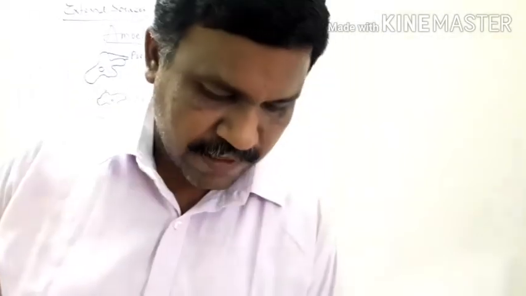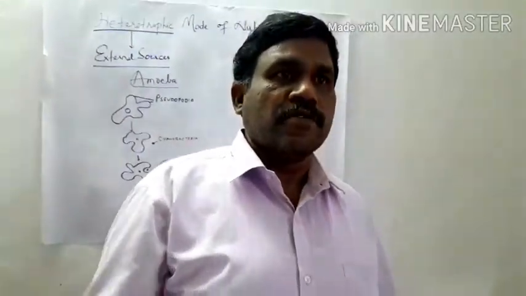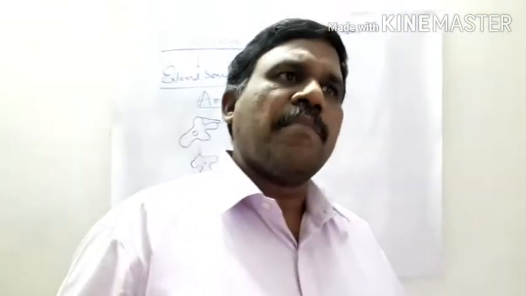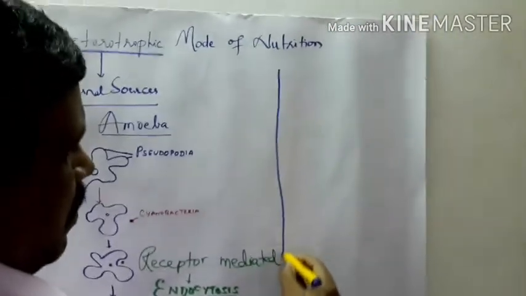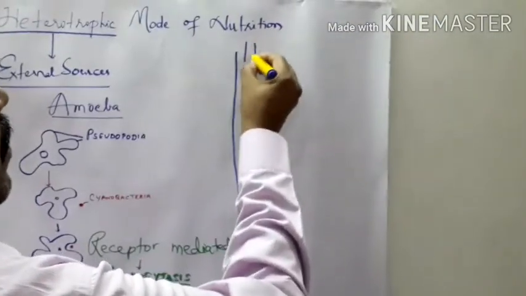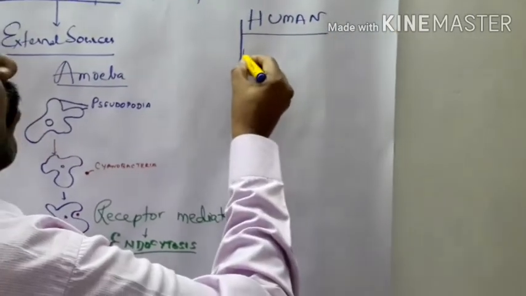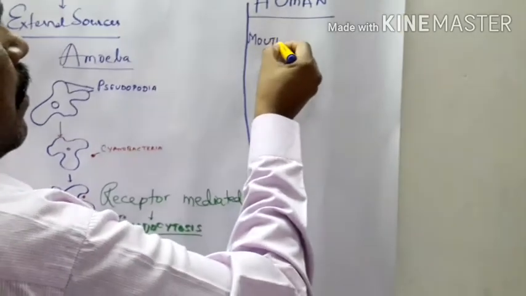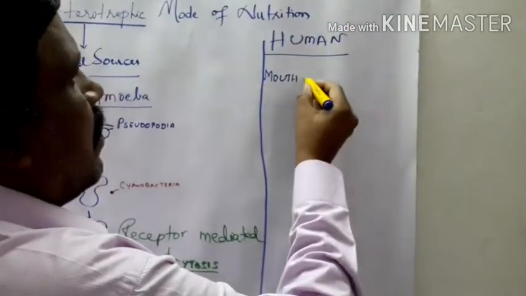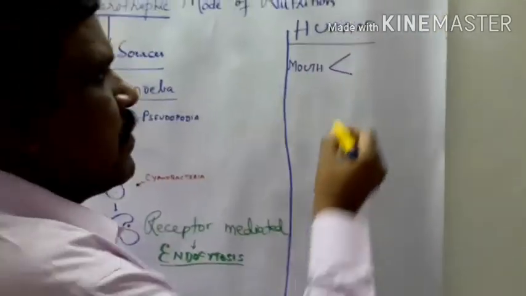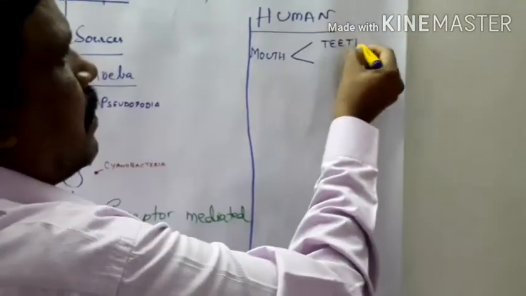Now we will see how the mode of nutrition occurs in a human being. What are the various parts involved in the digestive system? You have to see the alimentary canal. So in the case of the human digestive system, the first part is the mouth. In the mouth, two things are involved. One is the teeth, another is the tongue.